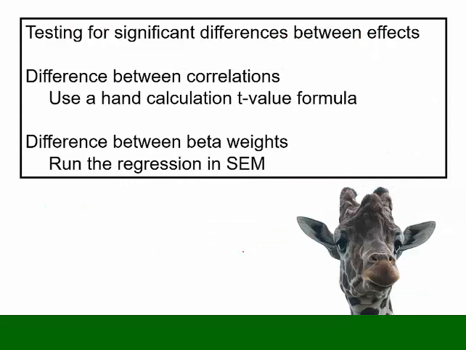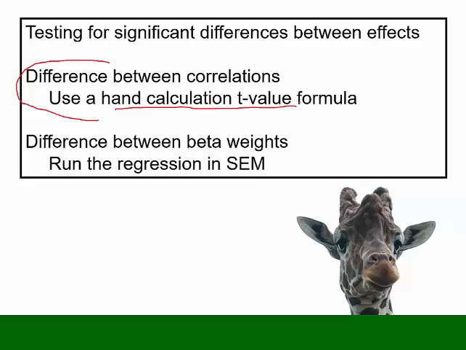So for this unit, we're going to be talking about ways that we can be testing for significant differences between two effects. What I was just talking about was a situation where I wanted to see if there was a difference between two correlations. And in just a moment, I'll show you how we can use a hand calculation to calculate a t-value that will test for a difference between two correlations.